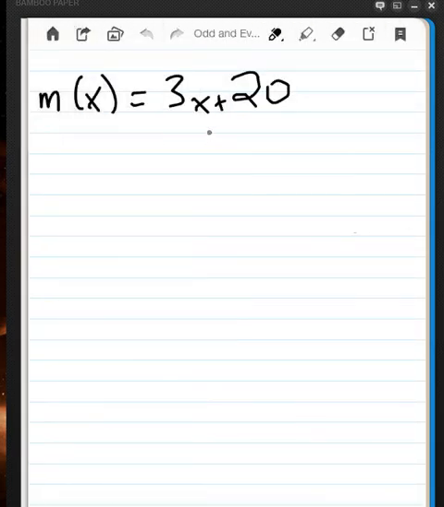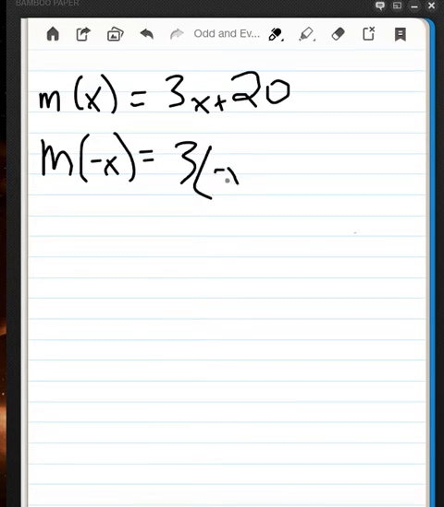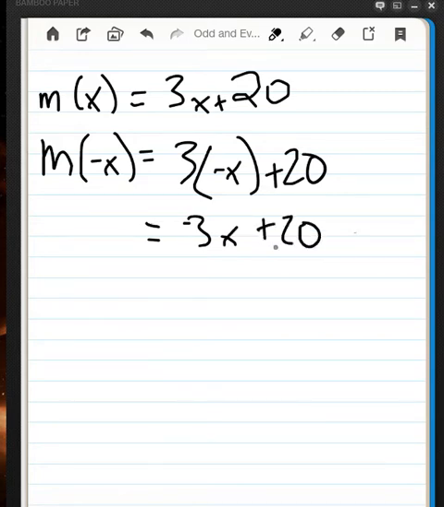And let's look at our last example, this linear function, 3x plus 20. If we substitute in negative x for all of the x's, we'll end up getting 3 times the opposite of x plus 20, which when we multiply that out gives me negative 3x plus 20. It's definitely not the same as above, so we can eliminate the idea that it's even. Is it odd? Well, let's see.